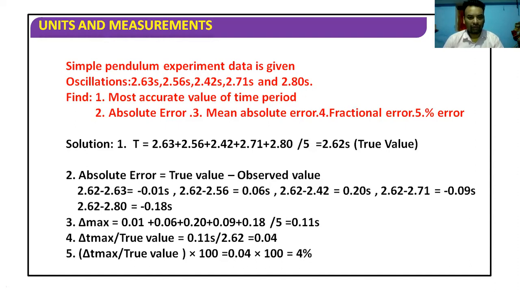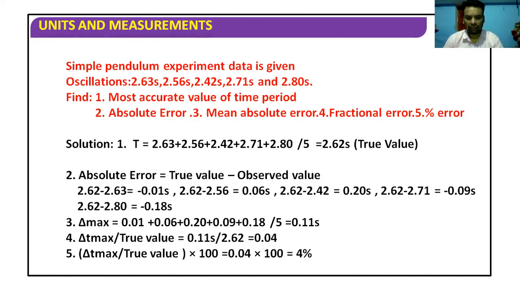So first we will find out the true value, which is also called the most accurate value of the time period. That can be found with the help of the mean. So first take the mean of all these values, and you will get the true value, which is 2.62. Then second, absolute error. Each time we will subtract the observed value from the true value, so each time we will have an absolute error.